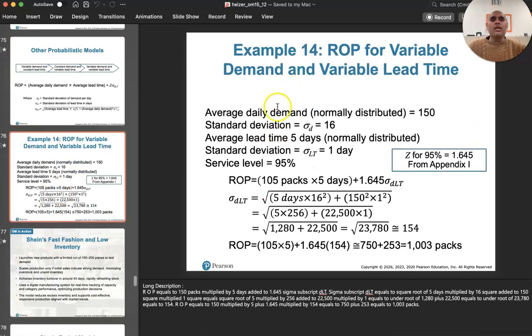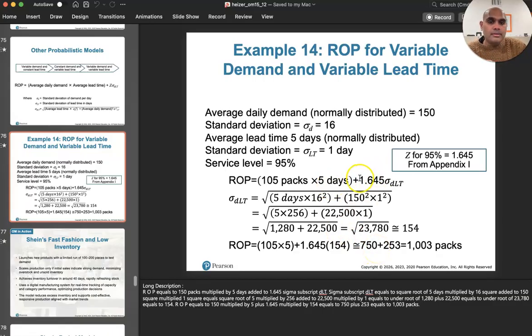So if you assume that the average daily demand is 150 with a standard deviation of 16. So per day, demand is 150 with a standard deviation of 16. Lead time itself is variable. The average lead time is 5 with a standard deviation of 1. And if you assume a service level of 95%, you have to calculate the reorder point. The first part of the reorder point is the average value. The average value is you multiply the average daily demand with the average lead time. So on average, demand is 150 per day, and on average, lead time is 5 days. So the average demand will be 150 times 5, which is 750. Right, so that's the first part.